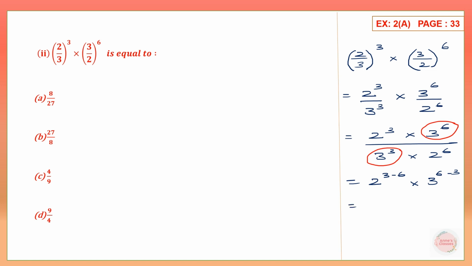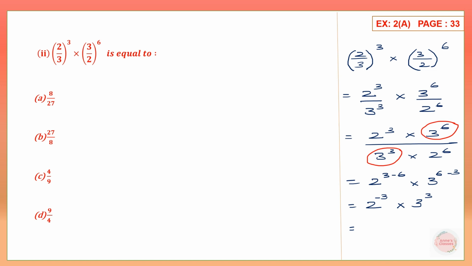Now 2 to the power of 3 minus 6. Here 3 and minus 6 have different signs, isn't it? 3 has a plus sign, 6 has a minus sign. So you have to put the sign of the bigger number and subtract. 6 minus 3 is 3, so 3 to the power of, here it is 6 minus 3. So 6 minus 3 is 3.